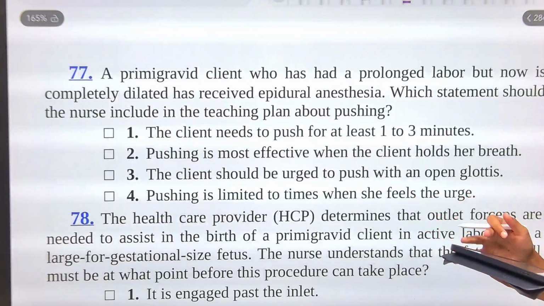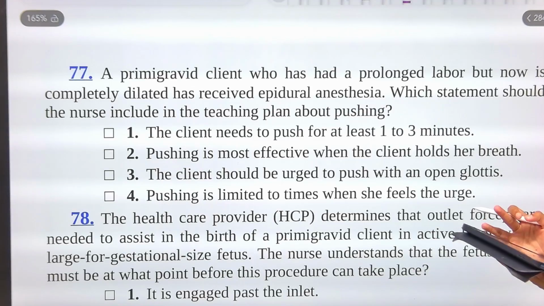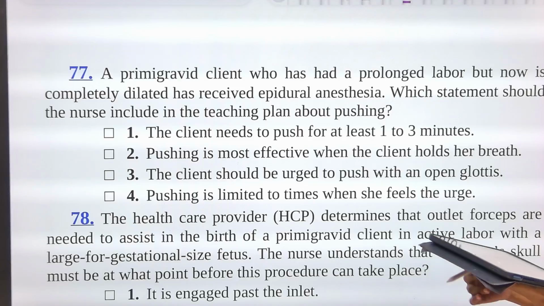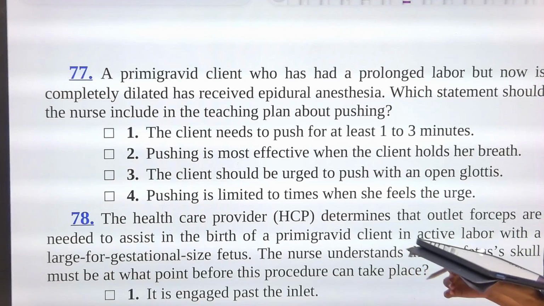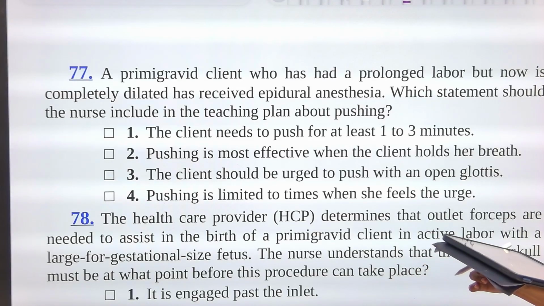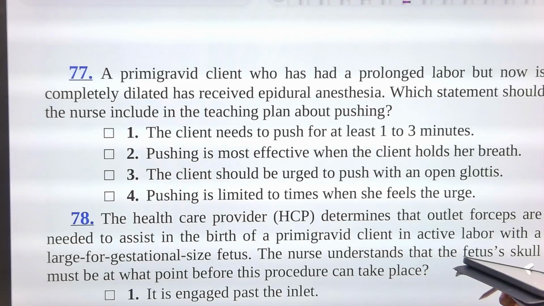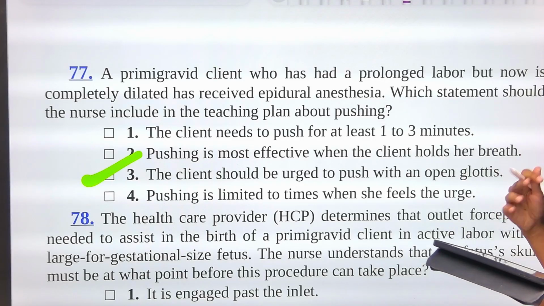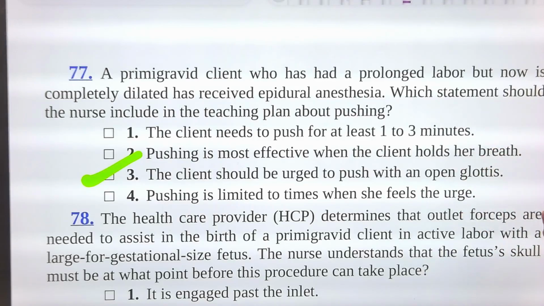Now next question, a primary gravid client who has had a prolonged labor but now is completely dilated has received epidural anesthesia. Which statement should the nurse include in the teaching plan about pushing? Read all the options. What can be the right one? Answer number 3 will be the correct one. The client should urge to push with an open glottis.